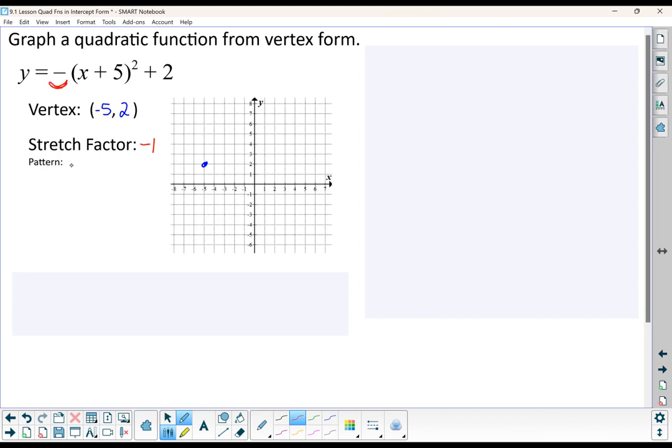And so that means that the parabola is going to go in a down 1, down 3, down 5 pattern. So down 1 over 1, and then down 3 over 1, and then down 5 over 1. And that gives us some points to give us that parabolic shape.